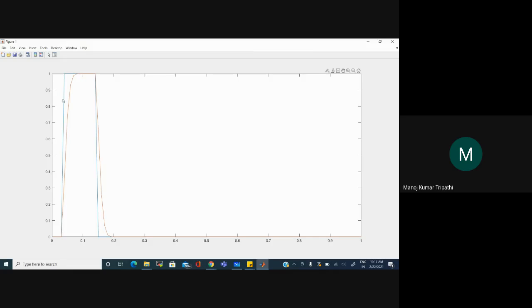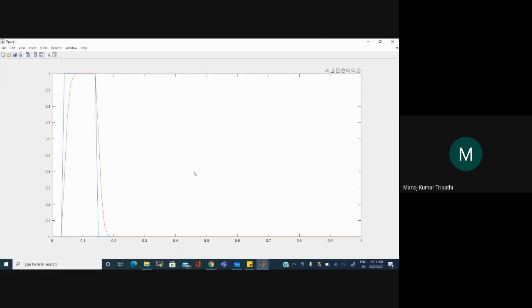So as you can see, this blue color line is the initial solution, and this red or orange color line is the solution at n time steps, after 10 time steps basically. So you can see that there is some diffusion here. This is not very sharp.